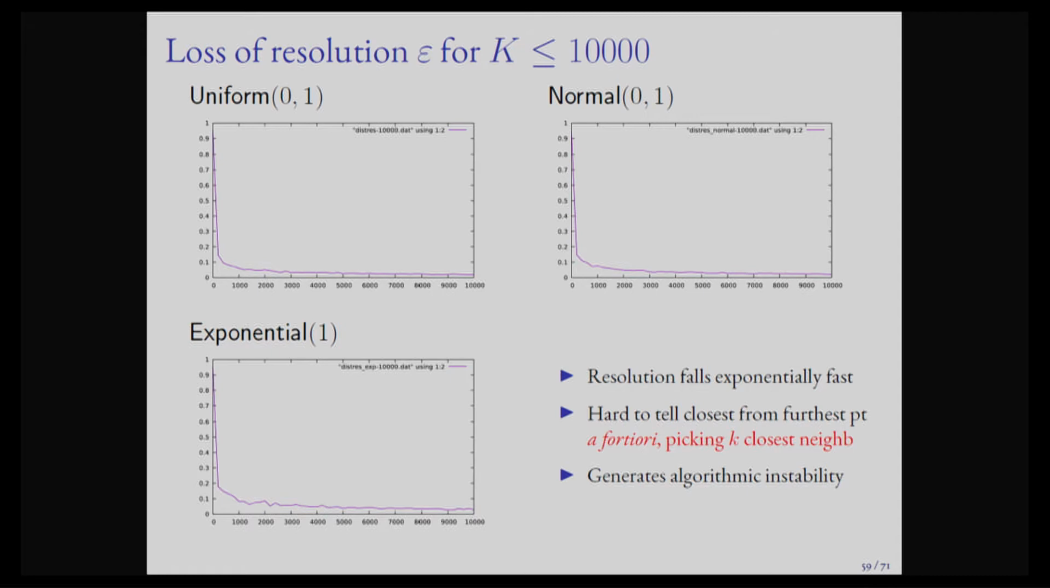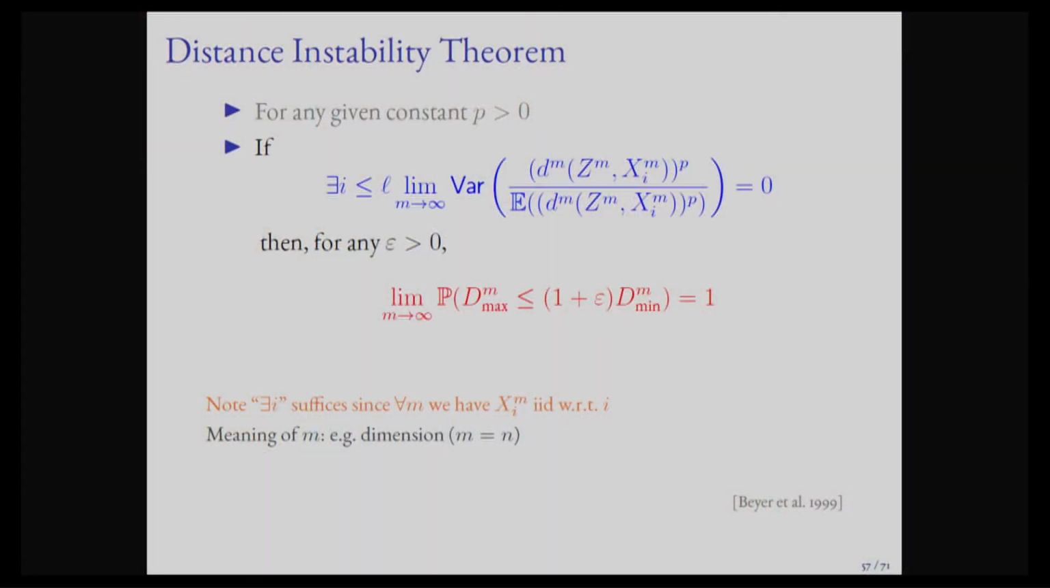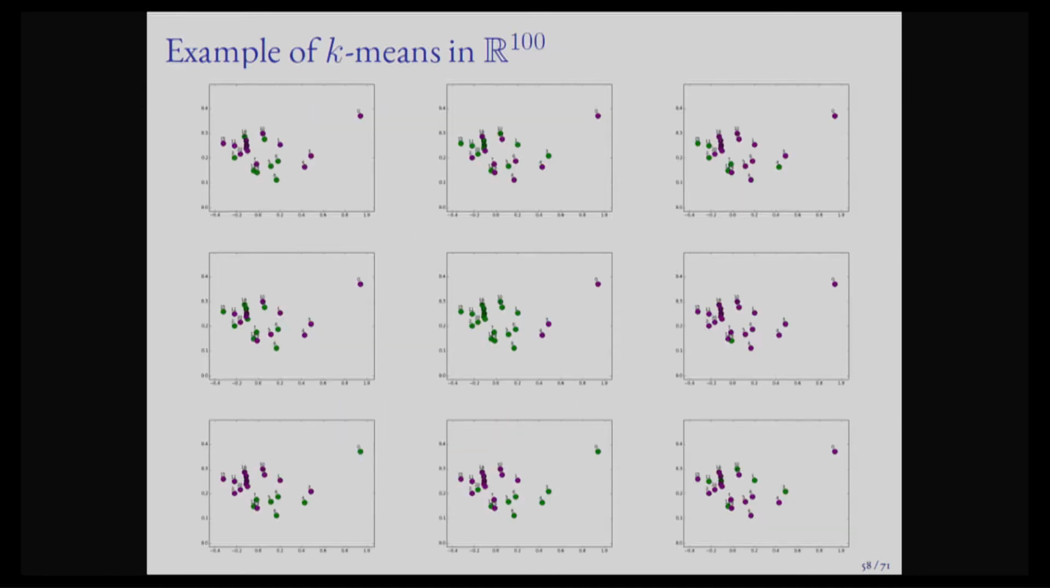Which paper did you mention? Bayer, this thing, 1999, so 20 years ago. There are 4 authors. This is the first author. And maybe searching for distance resolution or distance instability should find it.